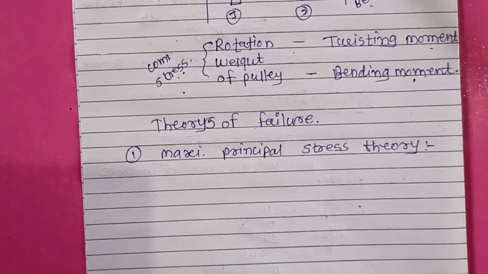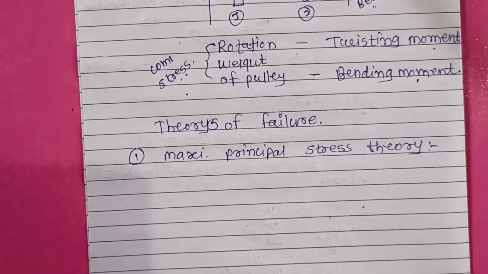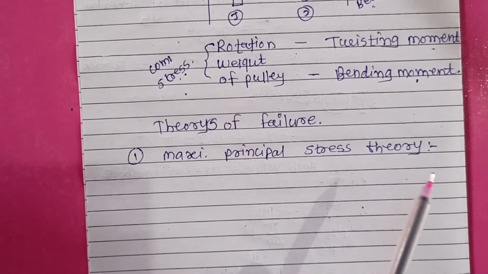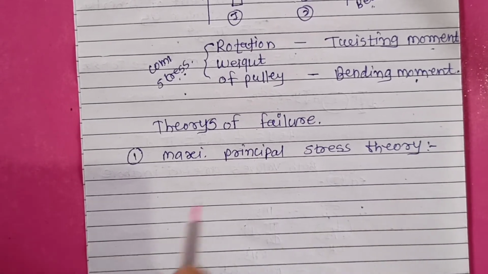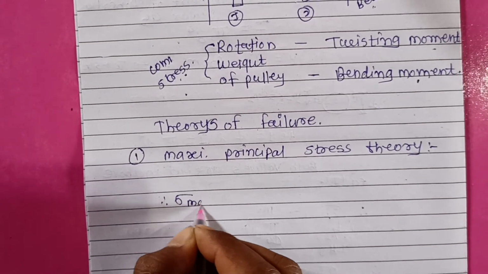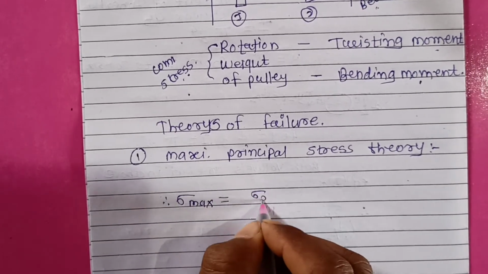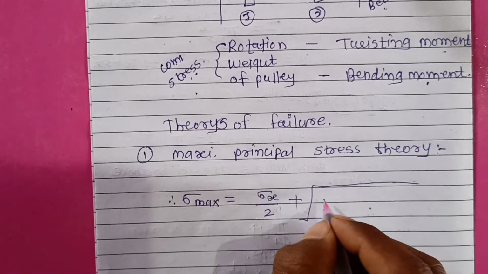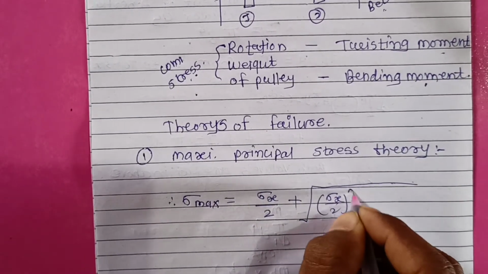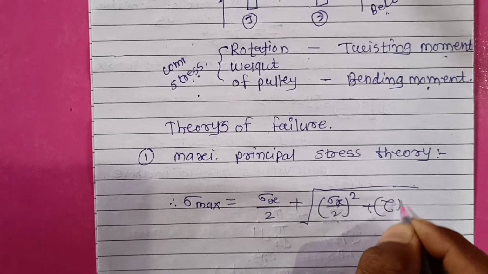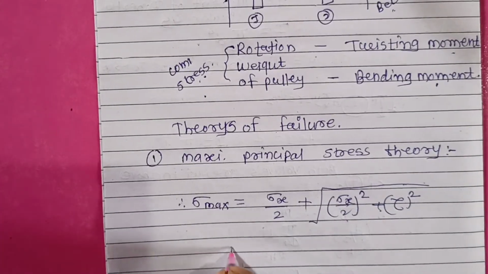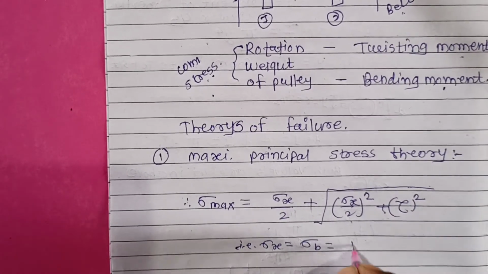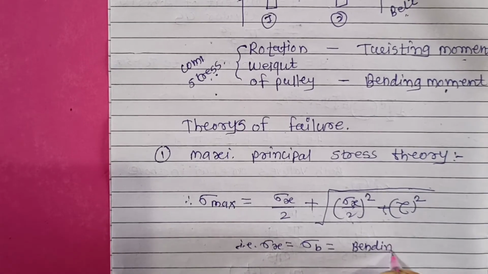Combined stress is calculated with the help of theories of failure. The first theory of failure is the maximum principal stress theory. The formula is sigma max equals sigma x divided by 2 plus root of (sigma x divided by 2) bracket square plus tau square. Here sigma x is equal to sigma b, and sigma b is nothing but bending stress.